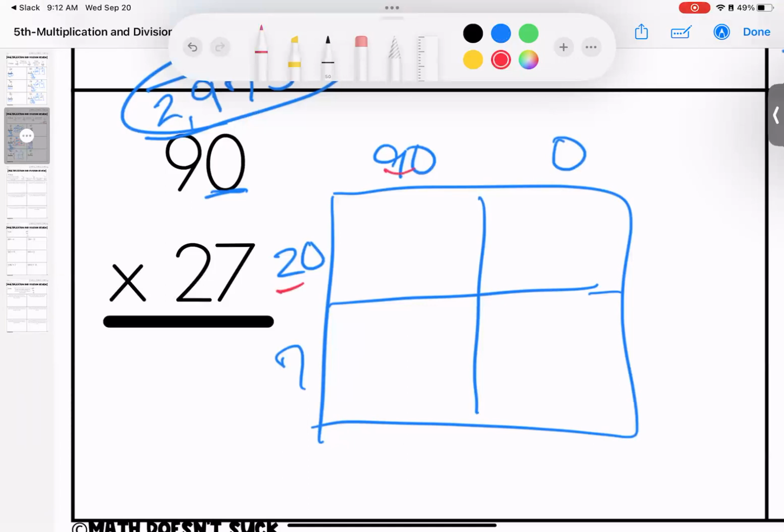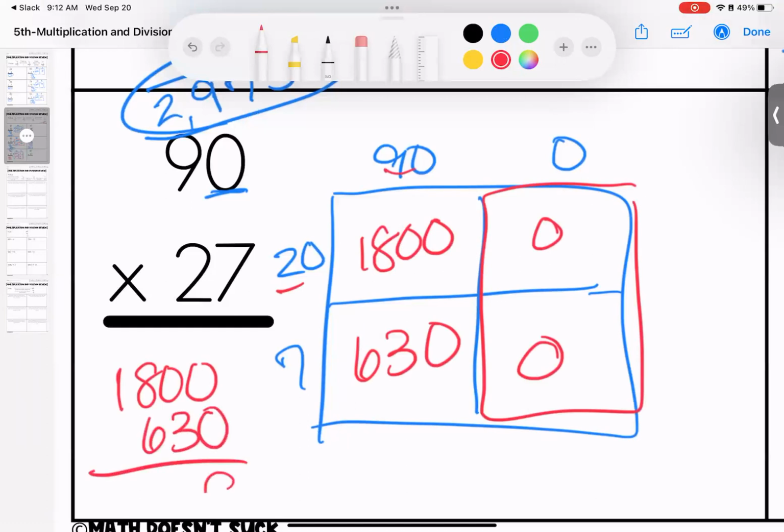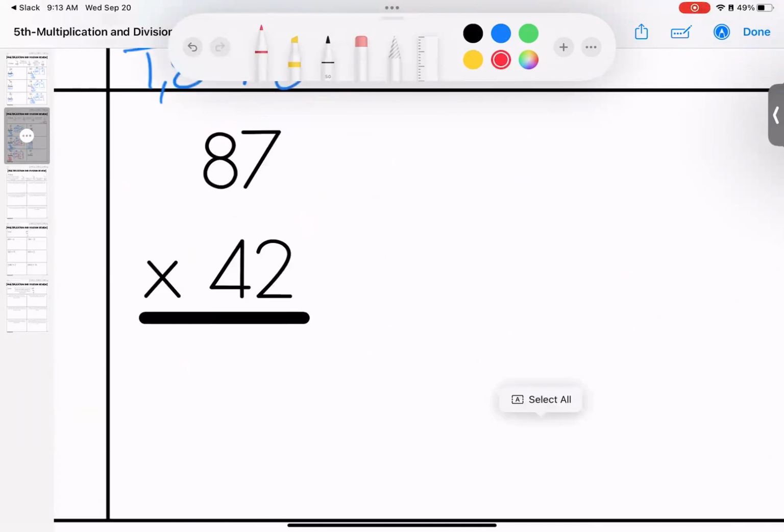All right. 2 times 9 is 18, 2 zeros. 2 times 0 is 0. 7 times 9 is 63 with a 0. 7 times 0 is 0. We knew these were going to be zeros, but it's still helpful to keep our setup consistent. We have 0, 3, 14, and 2. 2,430.